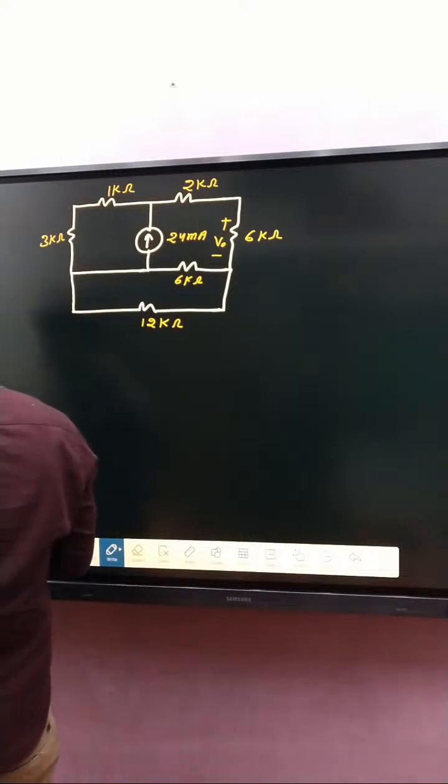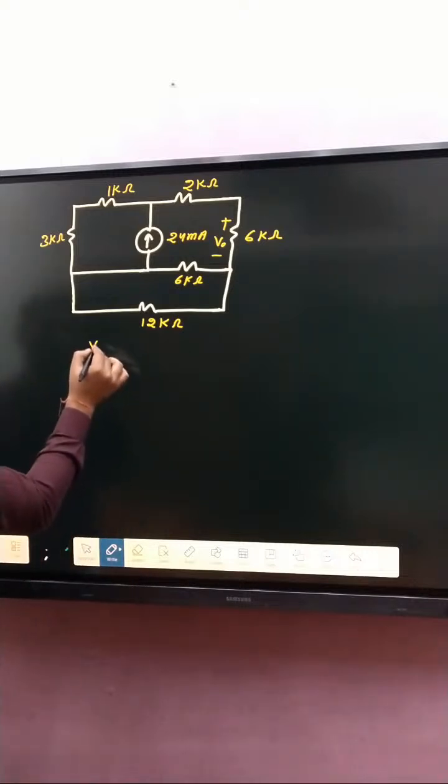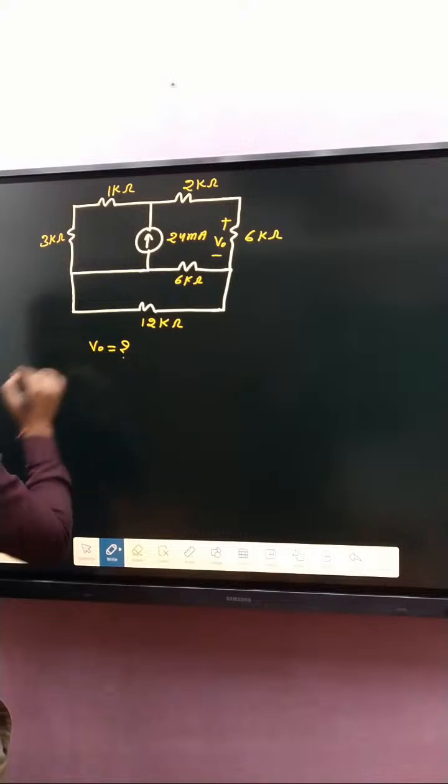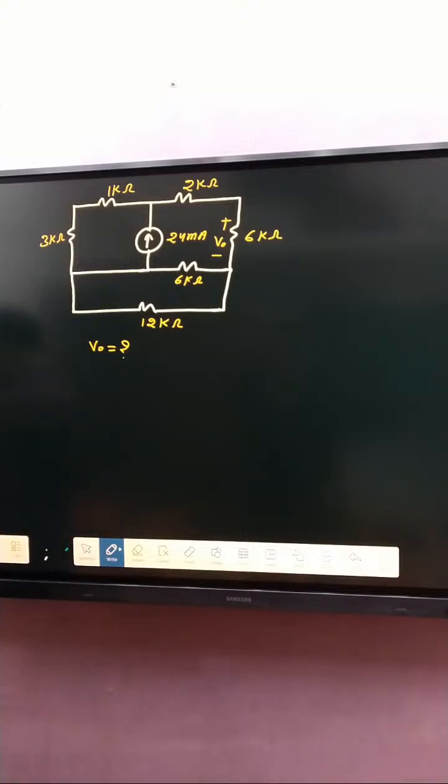Okay, so first of all, everyone try to determine V naught. After that I will do it. Everyone can try. Okay. First of all, everyone can try. After that I will do it. Okay, don't worry.